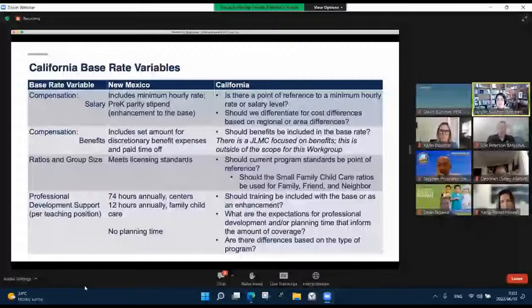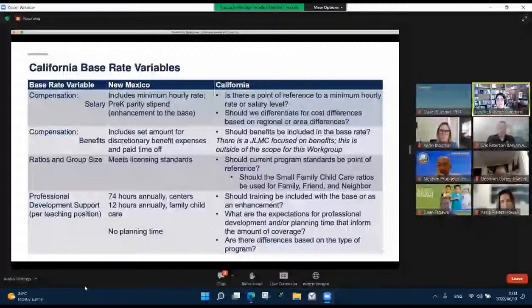So this gets to, I think this came up at the last meeting, and Donna had made a comment about the ability to measure things as a means to have some rationale for when money is there, how it's being used. And then are there differences? As you can see in New Mexico's example, there's a differentiation based on centers from family child care. So is there some differentiation based on type of program? Those are the starter questions that we have for you as we think about professional development.